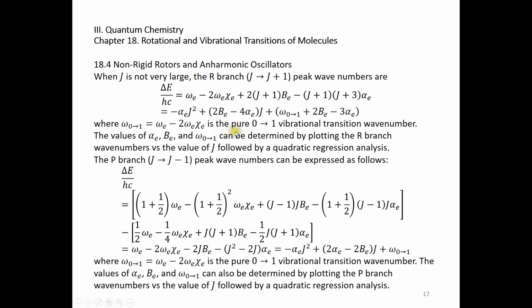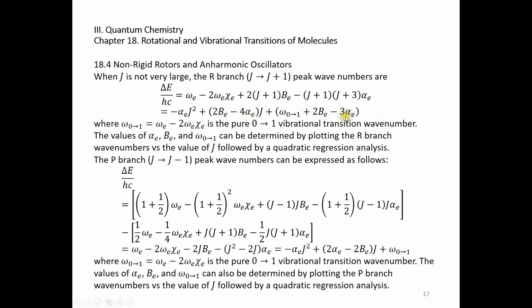And also we realize that omega e minus 2 omega e chi e is simply the wave number for the pure 0 to 1 vibrational transition. So I'm using omega sub 0 to 1 to express this omega e minus 2 omega e chi e. And this way we have a fairly simple quadratic function of J. We have 3 coefficients. In front of J squared, it's negative alpha e. In front of J, it's 2Be minus 4 alpha e.